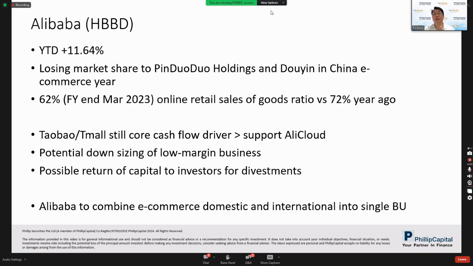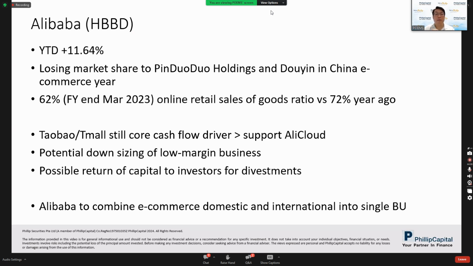However, they did see quite a strong recovery in terms of overall retail demand on the 11/11 that I mentioned, right? The Singles Day promotion, the shopping festival. And Taobao and Tmall is still the core cash driver for them, right? And that actually helped to support the investments into AliCloud, which is also one of the main future industry sectors that they're looking at because of the AI factor and also the cloud industry demand.